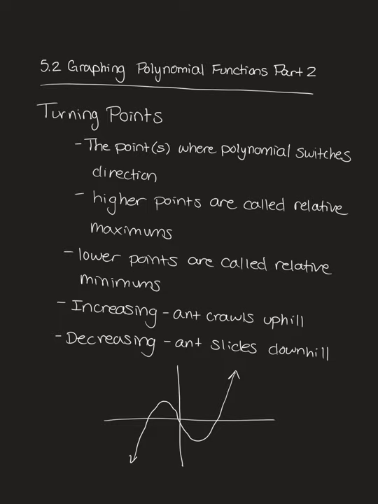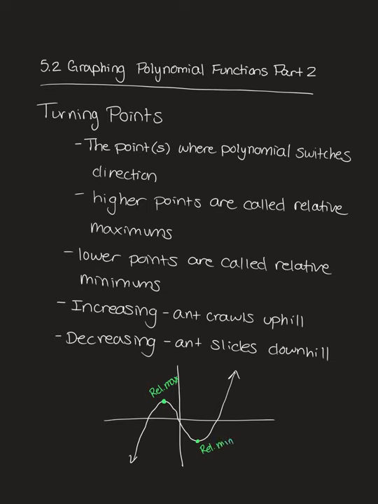So what the heck is a turning point? It's the point or points where a polynomial switches direction. The higher points are called relative maximums and the lower points are called relative minimums. So in my graph down here, this higher point here would be a relative max. This lower point down here would be a relative minimum.